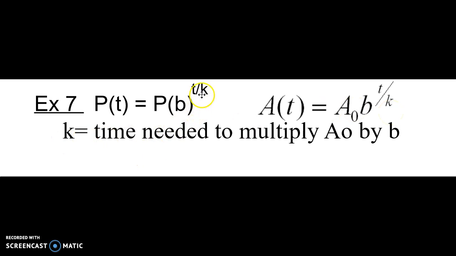But K, in each case, is the time needed to multiply the initial number by B. Okay, the initial number in this problem was 123. We're multiplying by B, remember doubling the number was 2. K is the amount of time needed to multiply by B. So go ahead and write that down if you need to. I'm not a huge fan of those formulas.